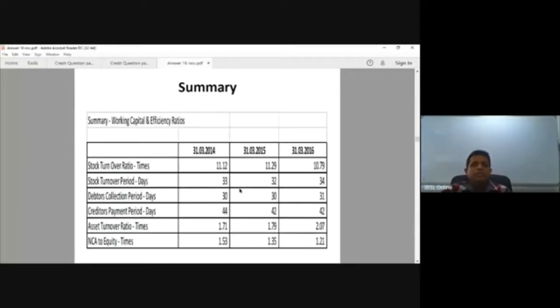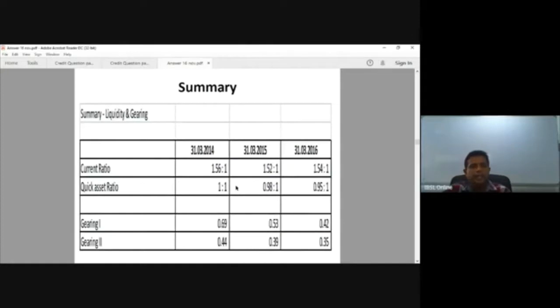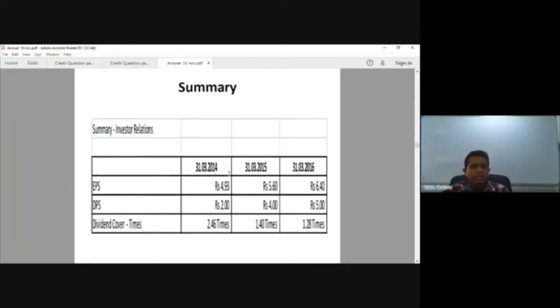First calculate, then summarize the ratios under each category and do the interpretation. Similarly, under working capital and efficiency ratios, we have calculated different ratios. It's given. Then under liquidity we calculated 2 ratios and under gearing 2 ratios. We'll make some interpretation there. Finally, the investor relations, EPS, DPS, and dividend cover we have calculated.